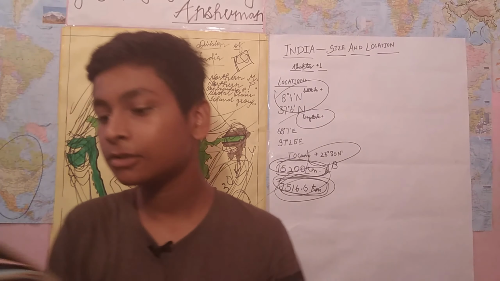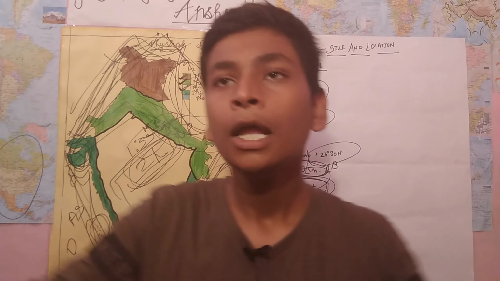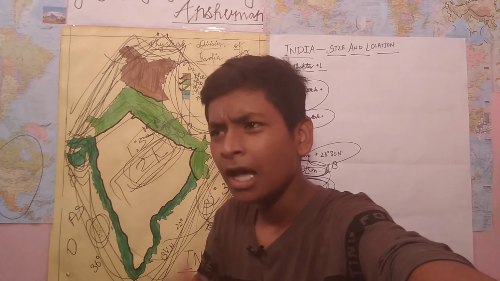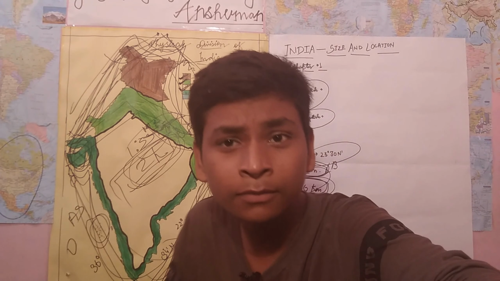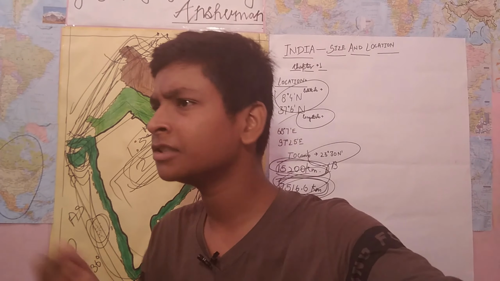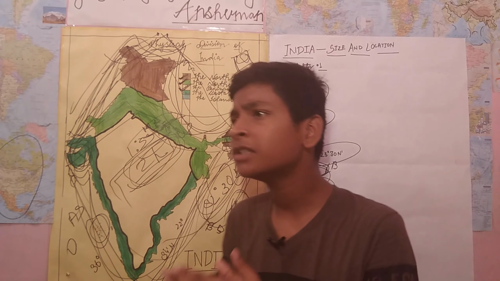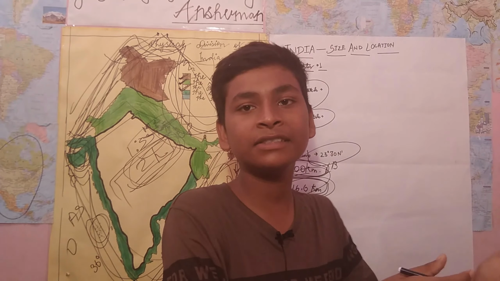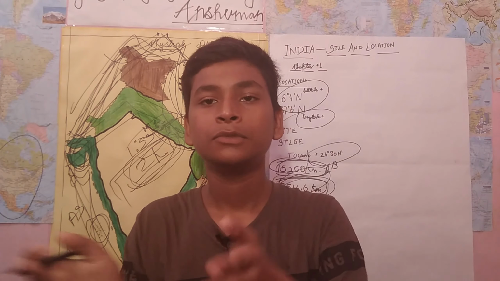Next goes to: India has 29 states and 7 union territories. Now, as you all know, Articles 370 and 35A have been removed, and our government has done a very good job. So now there are 10 union territories and 28 states. Jammu and Kashmir and Ladakh have been added to the union territories, and Jammu and Kashmir was removed from the state list. So states went from 29 to 28, and union territories from 7 to 10. That is also very important.